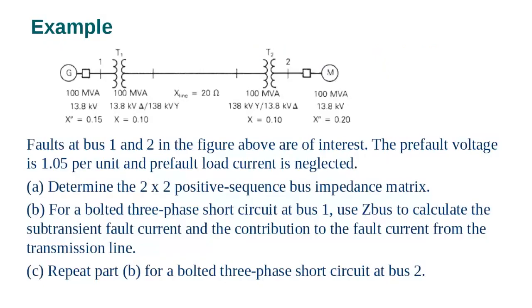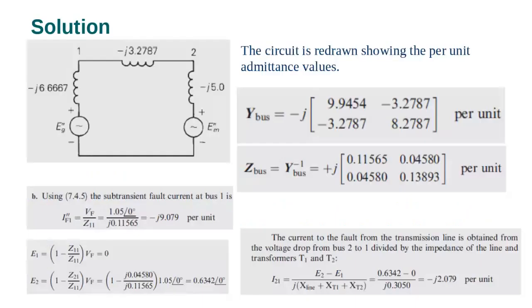It's given in the bus here, because this is the same example that we used, and it was operating at 1.05 per unit. Here the pre-fault voltage is 1.05, and pre-fault load current is neglected. So this is given 1.05. Just very simple. So the whole problem is just how to find Y bus. Focus on this, how to find Y bus, and then you invert it to find Z bus. And then this is the fault current. Very simple, straightforward.